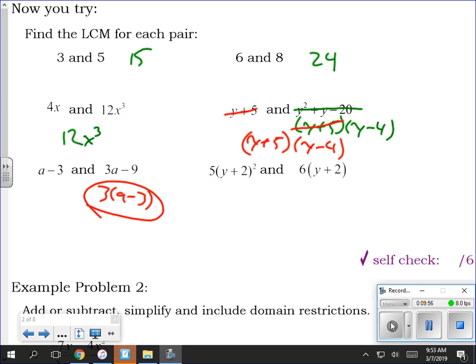Okay. The next one, I have 5 and 6. So I have 5 times 6. They have nothing in common. I have y squared, and I have y plus 2, so I pull out one of them. That gives me a y plus 2, and then I still have another y plus 2 left. So I have to have that, so you end up with 30 times (y plus 2) squared.